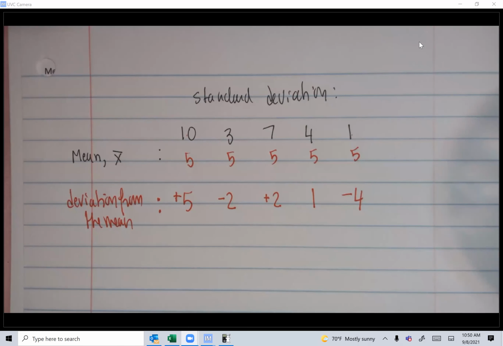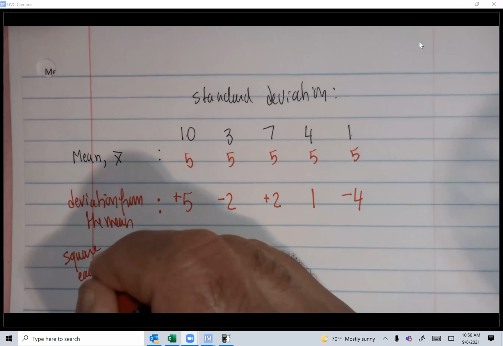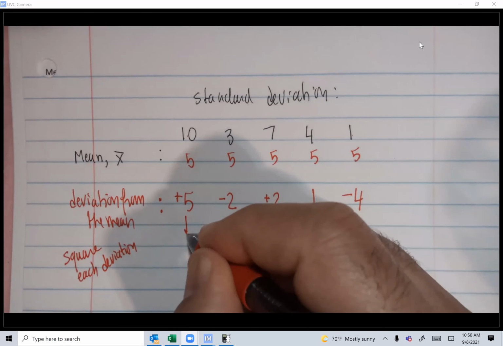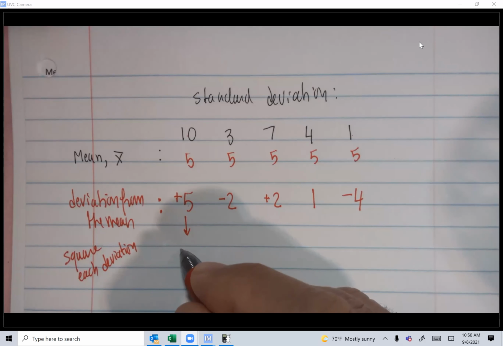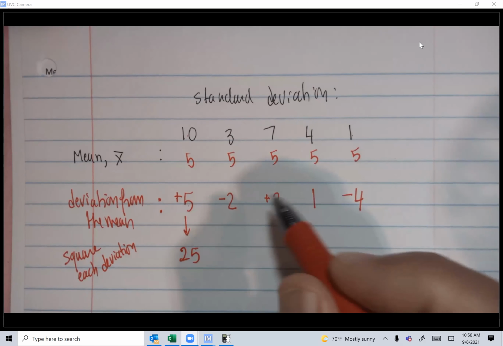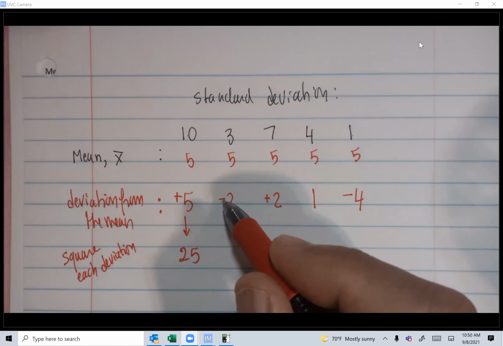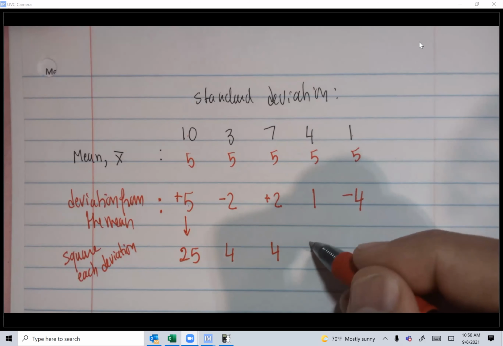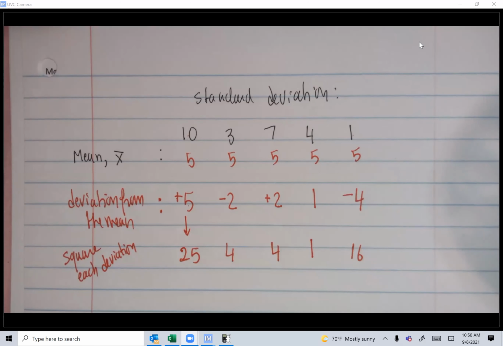Next step in finding the standard deviation. We square each deviation. So can you guys tell me what would be the square of 5? 5 times 5, 25. If you square -2, the square gets rid of the negative sign, guys, so that will be a 4. If you square a 2, it's a 4. If you square a 1, it's a 1. If you square a -4, it's a 16.